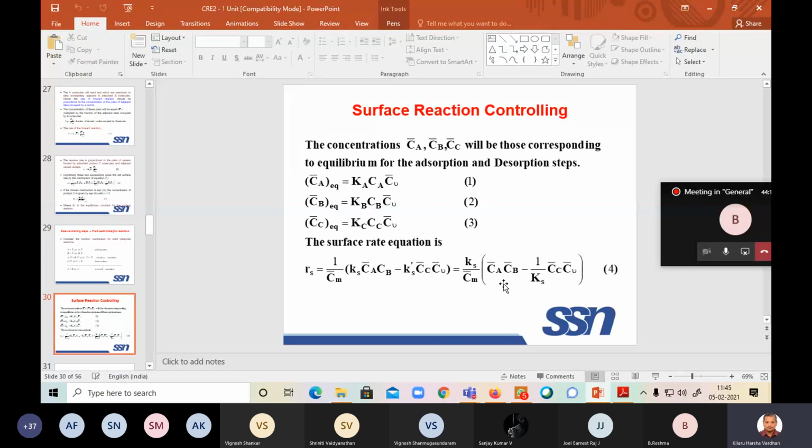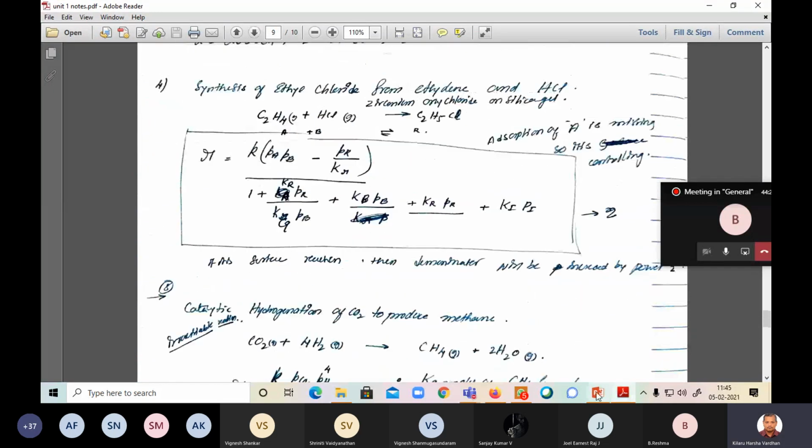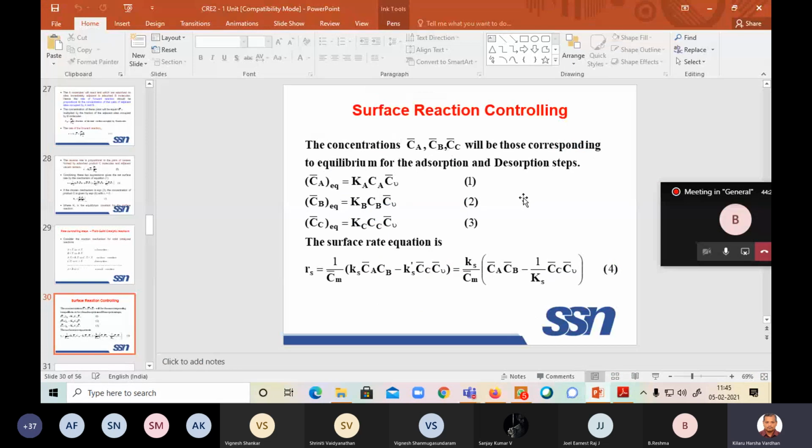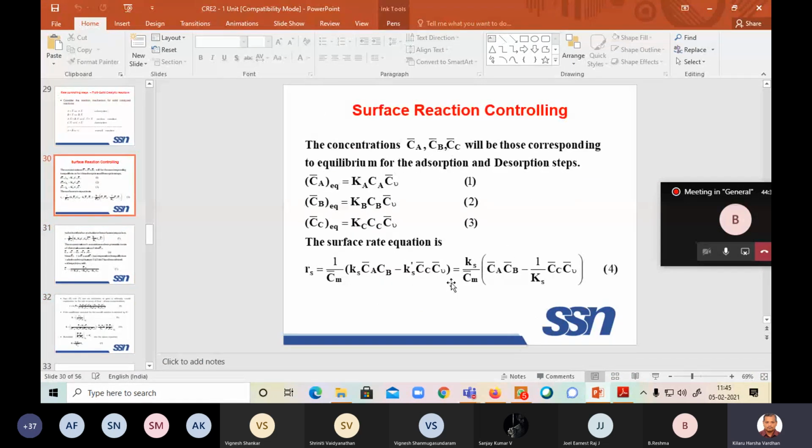The same way what we wrote. This is capital Ks, this is small ks. How we wrote this? That is what I showed you here. Understand? So like that, we can substitute all those extra terms which we don't have. Ca bar, Cb bar. Already we are writing Ca bar is Ka Ca into Cv. That is what we substituted in equations 9 to 12 in equation 13, right?